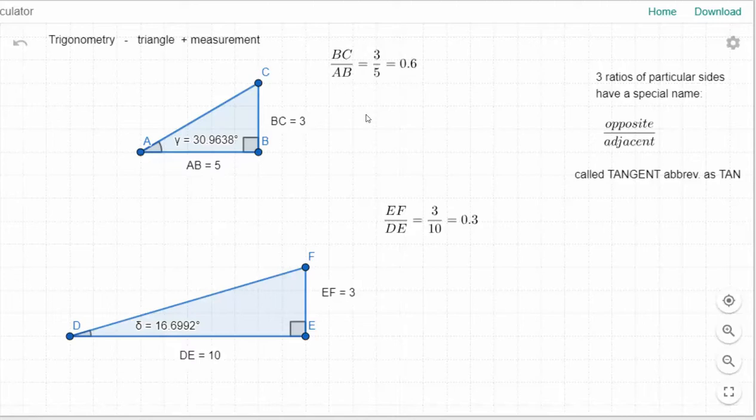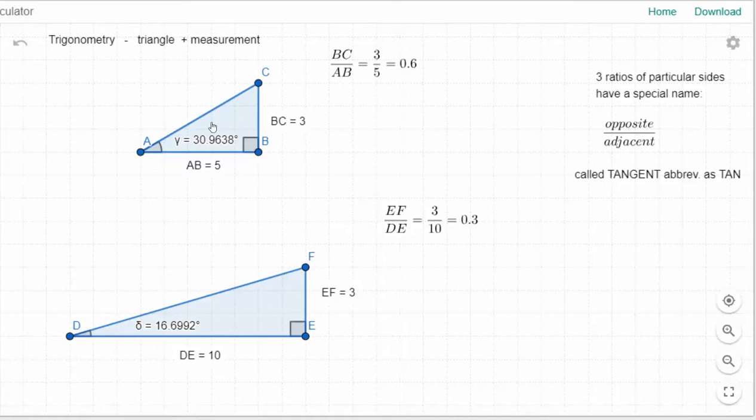Okay, in this video I'm going to introduce trigonometry. So what's trigonometry about? If you actually look at the roots of the word, the trigon actually means triangle and the ometry means measurement. So it's all about finding measurements of a triangle.